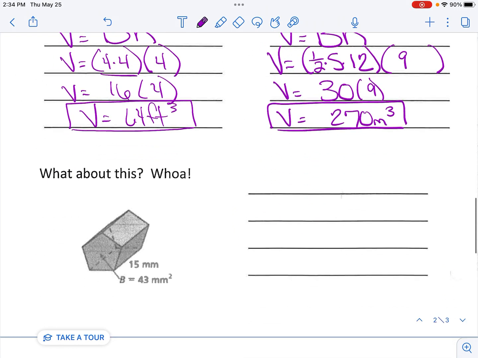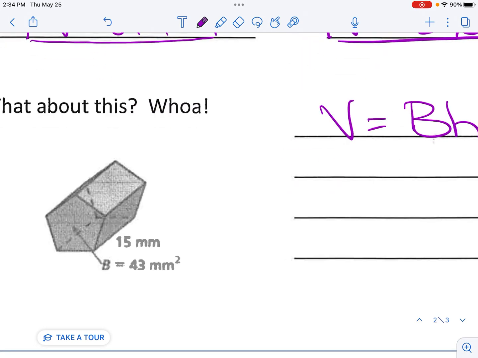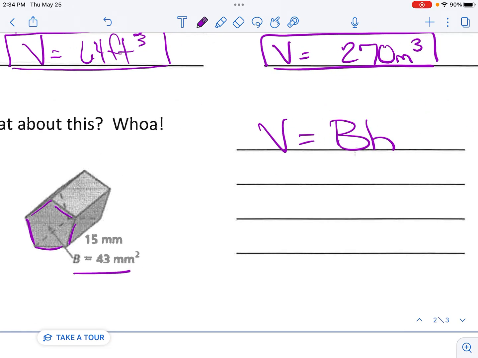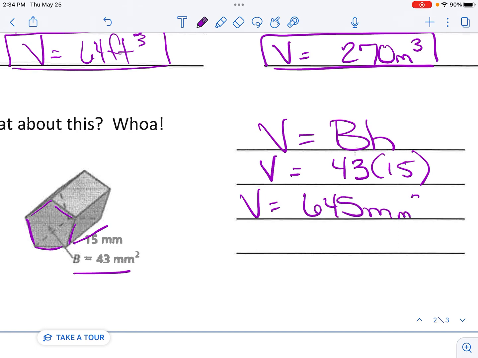And the last one. If it is an odd shape, let's see, 1, 2, 3, 4, 5, a pentagonal pyramid, it tells us the base is 43 millimeters squared. That's nice. We didn't have to figure it out. They gave it to us. The height is 15. So we can just plug in there and do 43 times 15 to get 645 cubic millimeters.